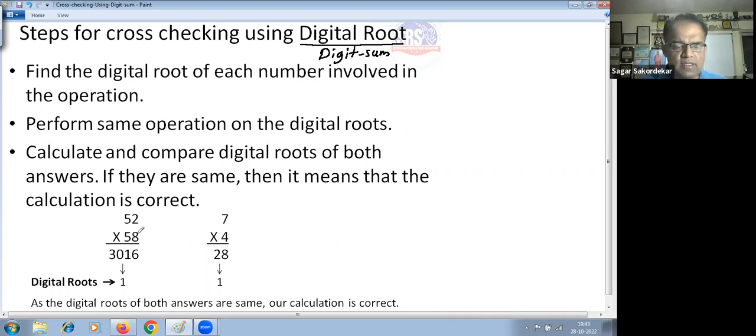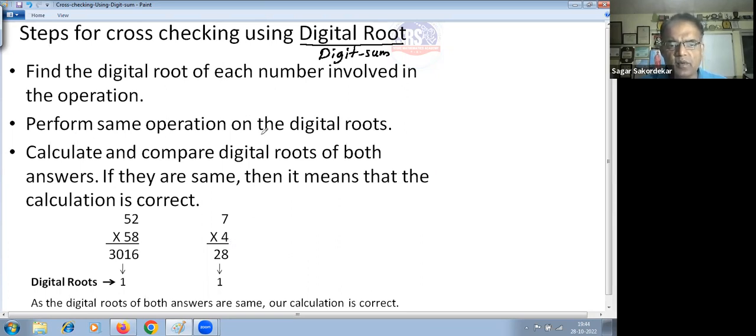For example, just consider this 52 into 58. I hope all of you know that the answer of this is 3016. 52 into 58 is a multiplication special case which we have covered in part 1. 5 into 6 is 30, 2 into 8 is 16. That is the answer. This is what we have done, and we want to check whether this answer is correct. First step, find the digital root of each number. Digital root of 52 is 7. Digital root of 58: 5 plus 8 is 13, 13 means 1 plus 3 is 4. So the first step is done. We have found the digital roots.